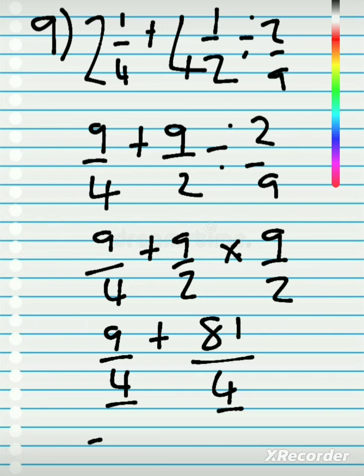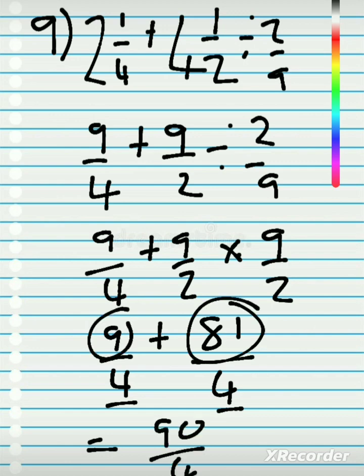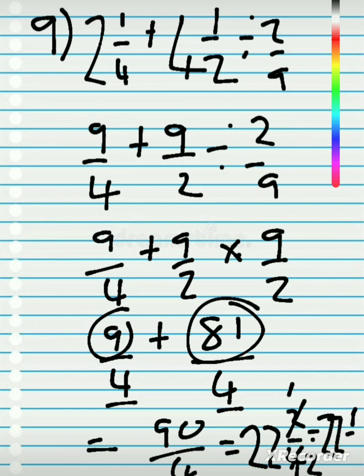If the denominators are the same, you can just add directly. 9 plus 81, which is going to be 90 over 4. Okay, from here you can reduce. You can say okay, I'll use a different way. Ask yourself, how many times does 4 go into 90? It goes there 22 times, remainder 2 over 4. 2 and 4, they have got a common number that can go into both, which is 2 itself. 2 into here 1, 2 into here 2. So it's going to be 22 1 over 2.